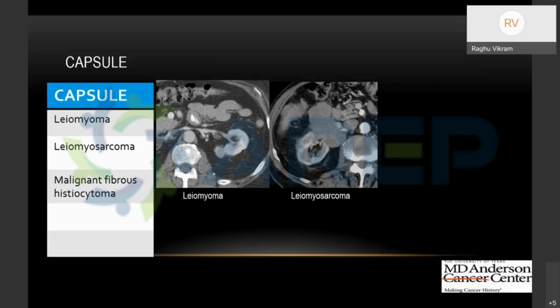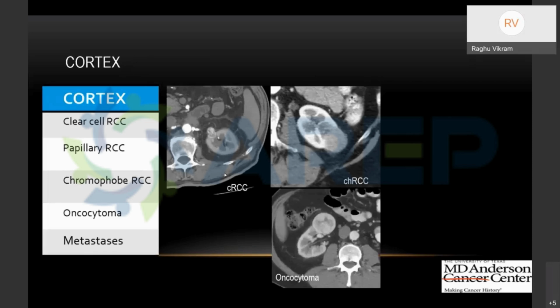Right? Now that is from the capsule. The other thing that you can see is in the cortex. There are certain lesions that arise from the cortex. You have a cortical lesion here, which is a clear cell renal cell carcinoma. That is what I use here in my slides. CRCC is clear cell renal cell carcinoma.